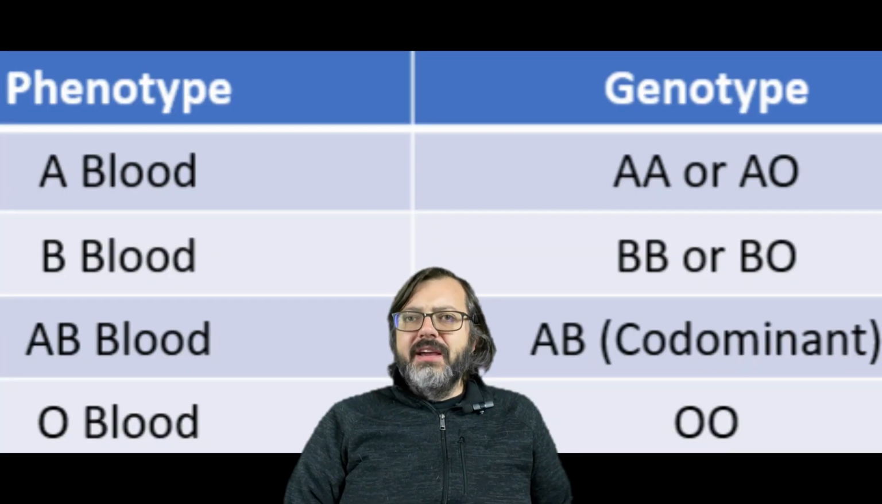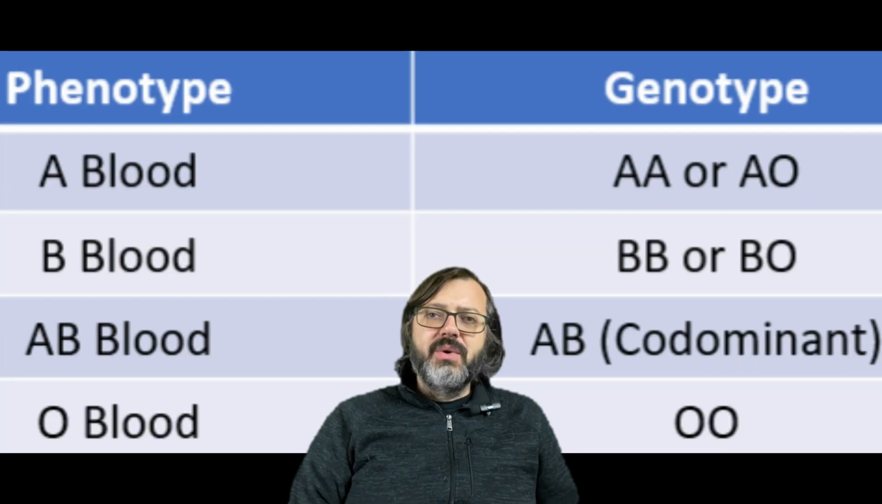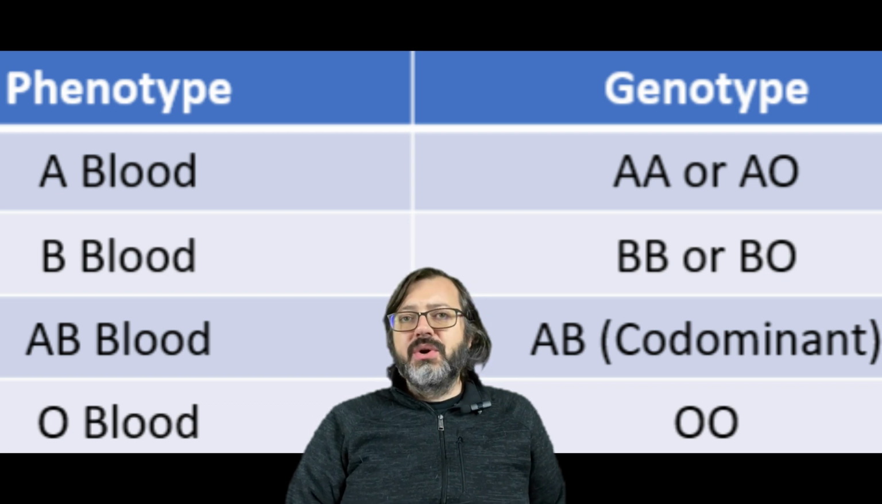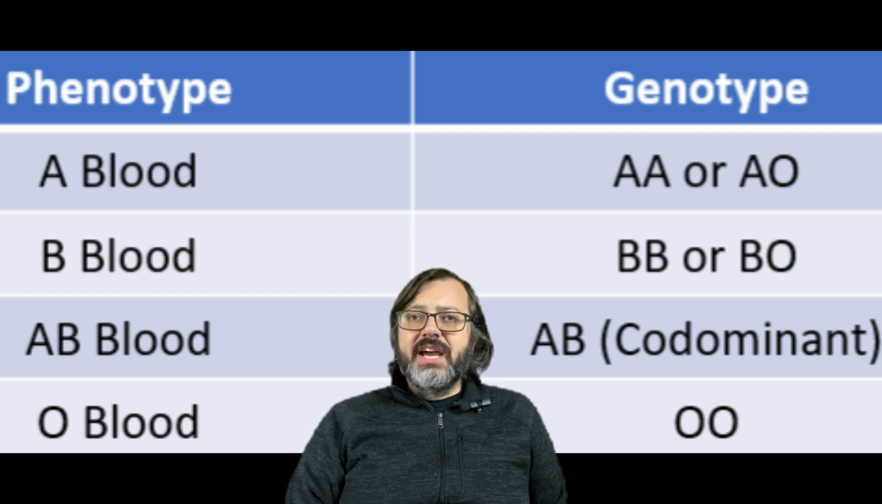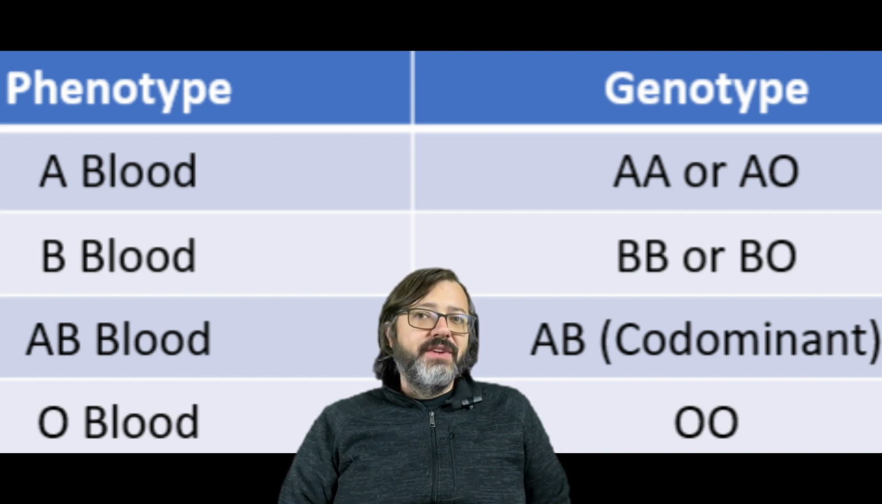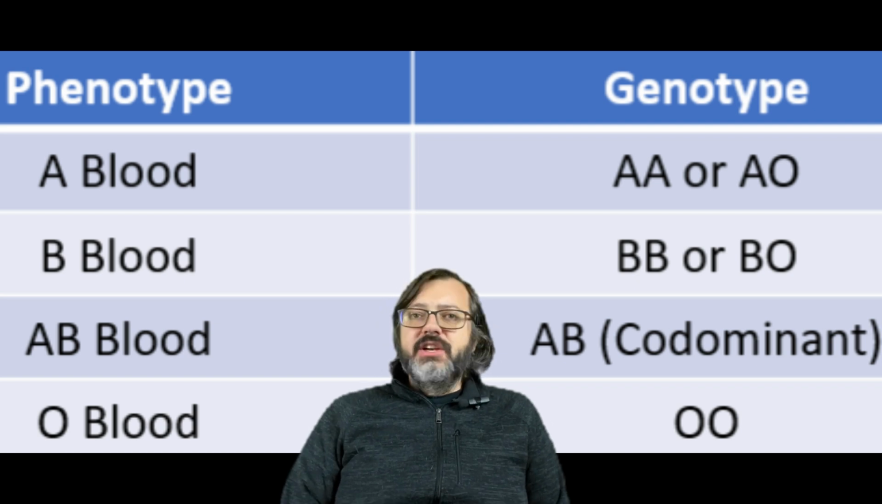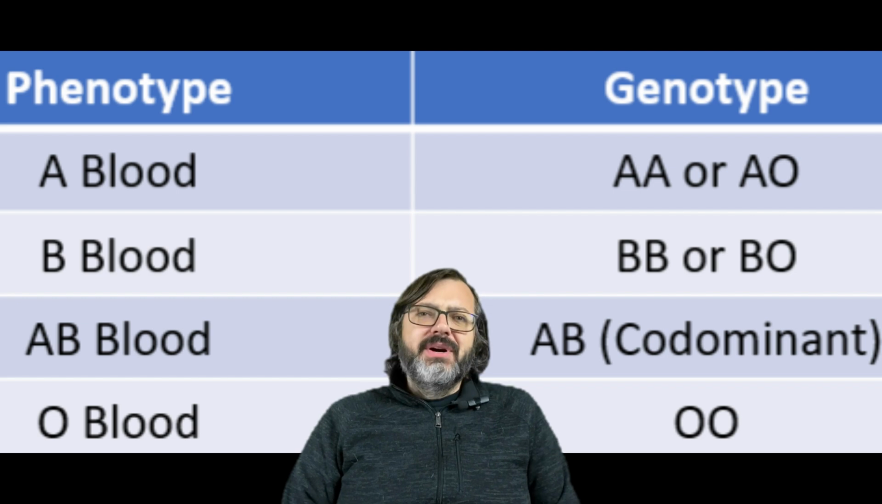In other words, to be A blood, you must have 2 A alleles or an A and an O allele. To be B blood, you must have 2 B alleles or a B and an O allele. To have AB blood, you must have both an A and a B allele. And to have O blood, you must have both O alleles since it is recessive. And you may be thinking, what about the positive and negative parts of blood?